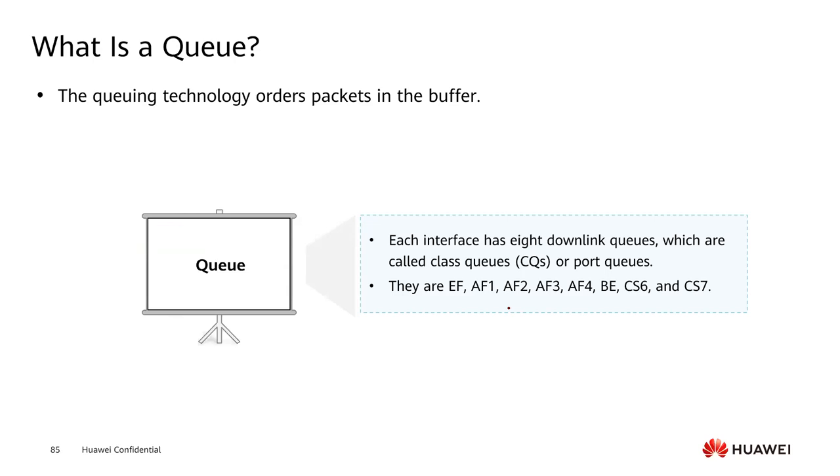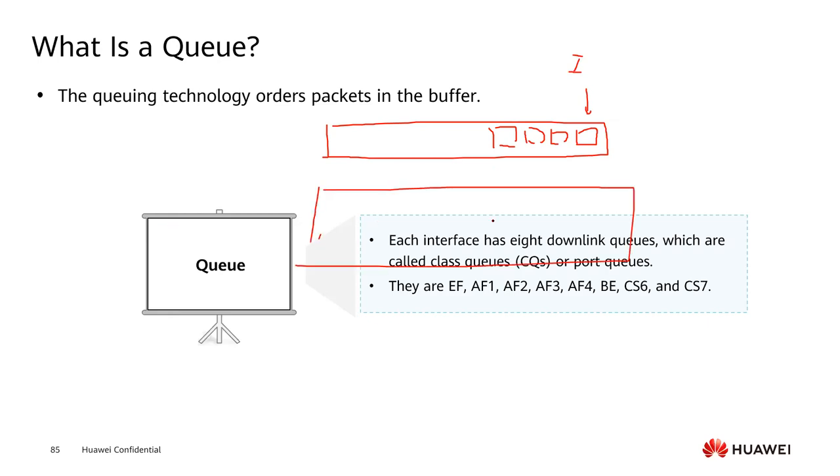So first, what is a queue? A queue actually is not a buffer. You can consider it as a line, and in this line, different packets hold a number, like 1, 2, 3, 4, 5, 6, 7, 8. The device puts the packet in memory, in a buffer, and the queue, in a logical way, is an indicator. The packets are actually buffered in the memory, and the queue is just the indicator: first packet, second packet, third packet.